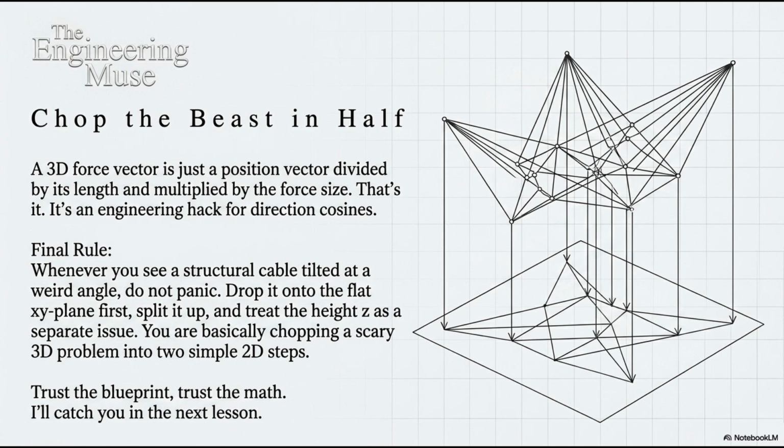Watch out for the negative signs on the z-axis when things point down, don't swap your sines and cosines on the geometry, and always validate your unit vectors. And look, if your direction angle comes out greater than 90, relax. It's not an error, it just means the force is pulling against that axis.